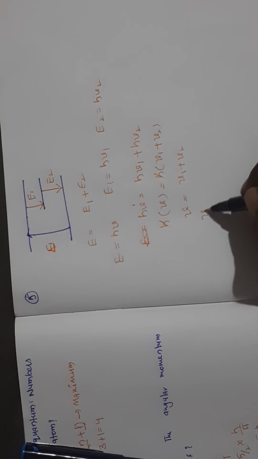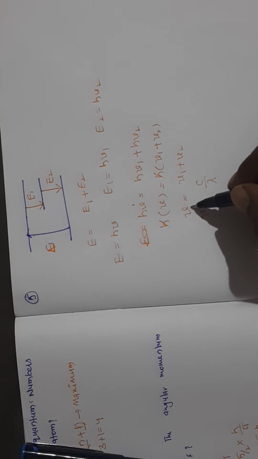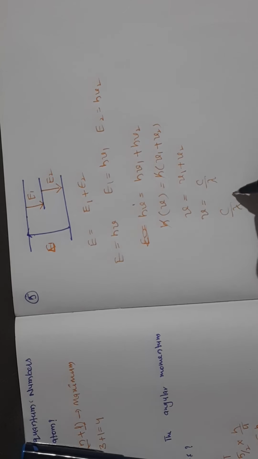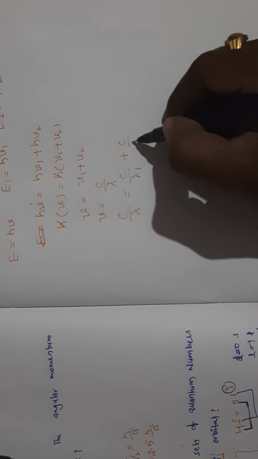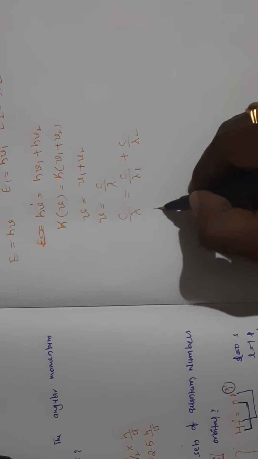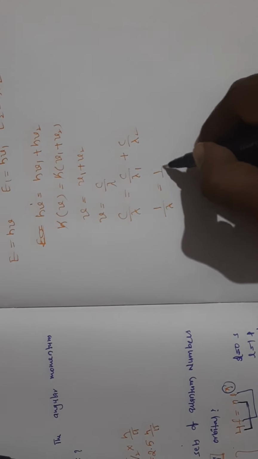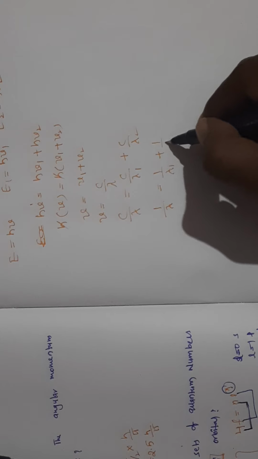Nu is equal to c by lambda. Just substitute c by lambda here. So c by lambda is equal to c by lambda 1 plus c by lambda 2. Again c gets cancelled. So 1 by lambda is equal to 1 by lambda 1 plus 1 by lambda 2.